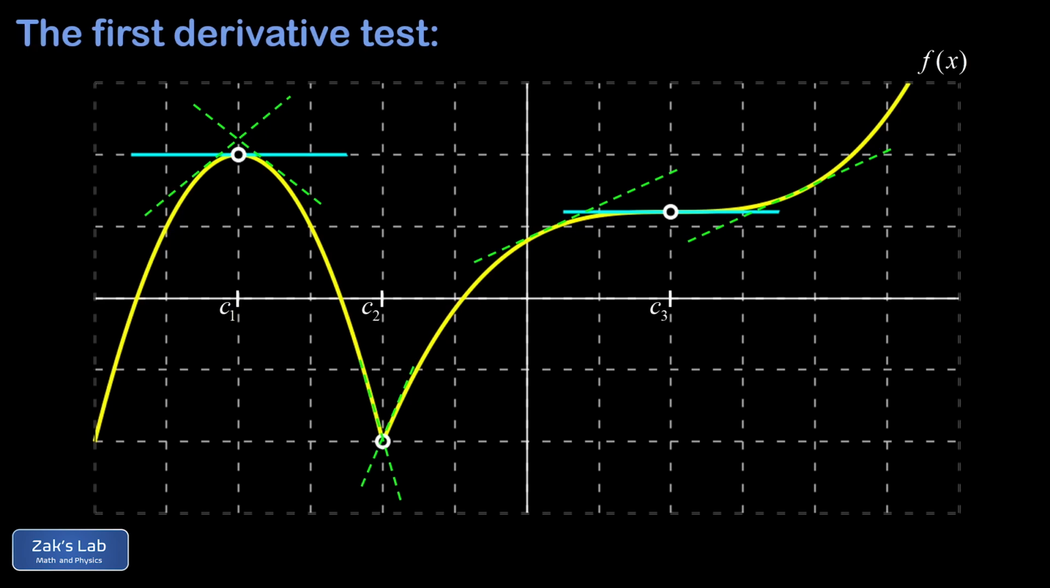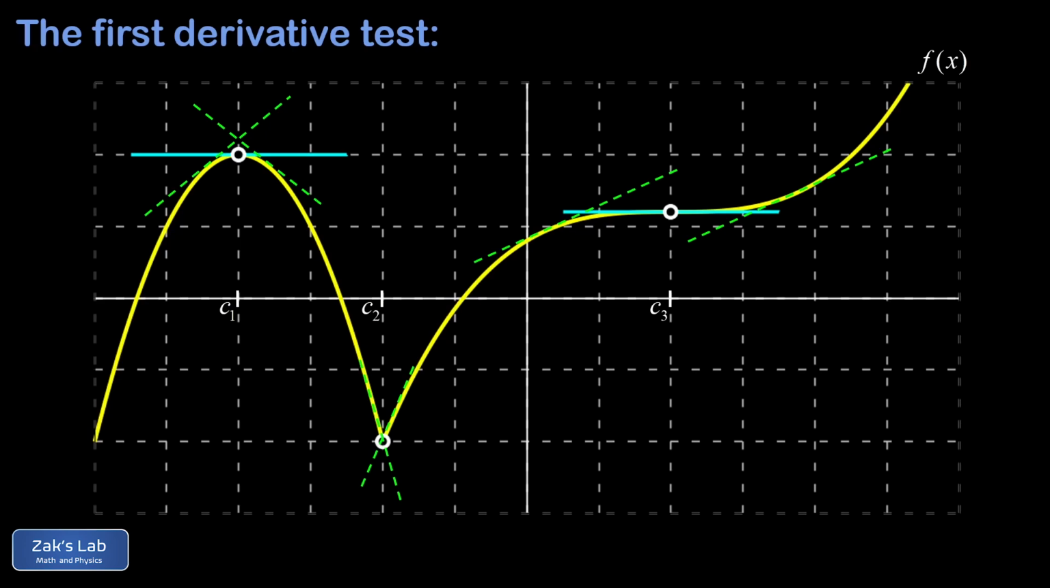So now we have the idea of the first derivative test nailed down. To systematically determine local extrema of a function, we're going to find the critical points and then check if the sign of the derivative is changing left and right of each critical point. And then we can classify each one of these as a local minimum, local maximum, or neither one of these in a case like C3.